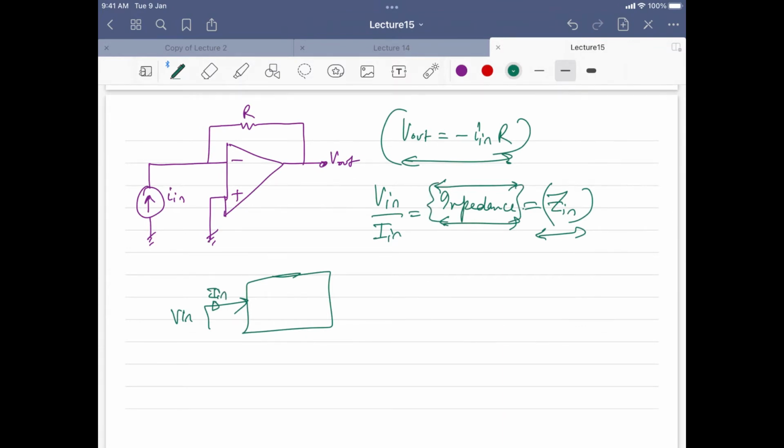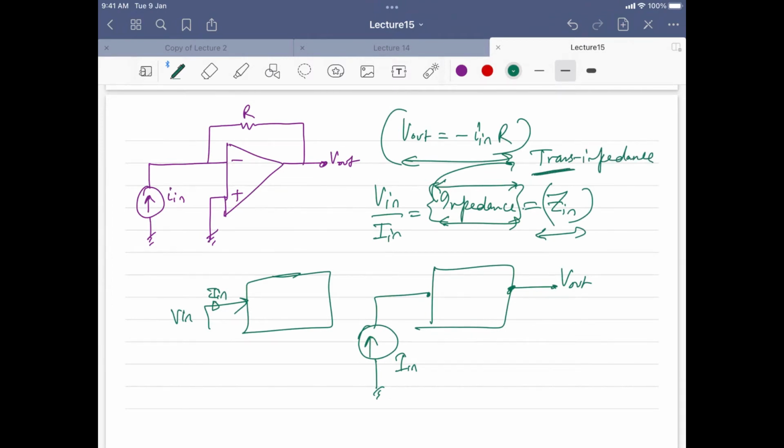But here in this case, what is happening? You are inputting the current I in and measuring the voltage V out at the output port, a second port. It's not here. So that's why we call it transimpedance.